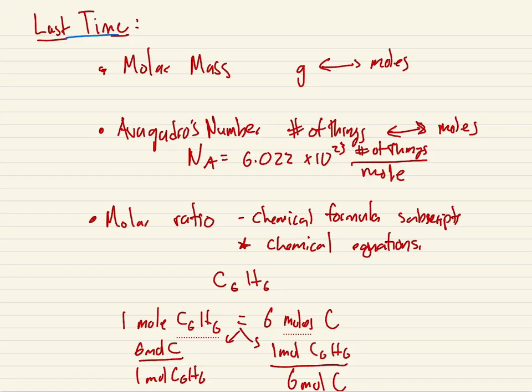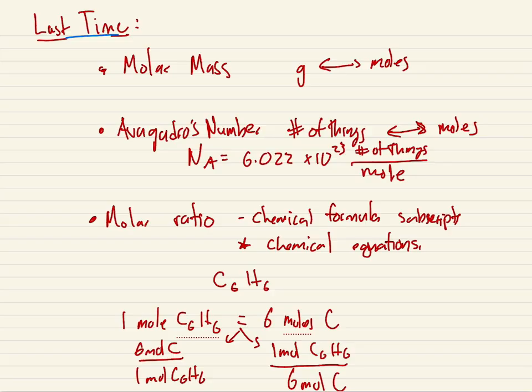Why do we have to use these? Well, because in the real world, we can't measure the number of moles directly, and we can't measure the number of things directly. And we can't measure the molar ratios directly, right? Those come from the chemical formulas of the molecules. So usually we measure something like mass, and then from everything else, we get these relationships.